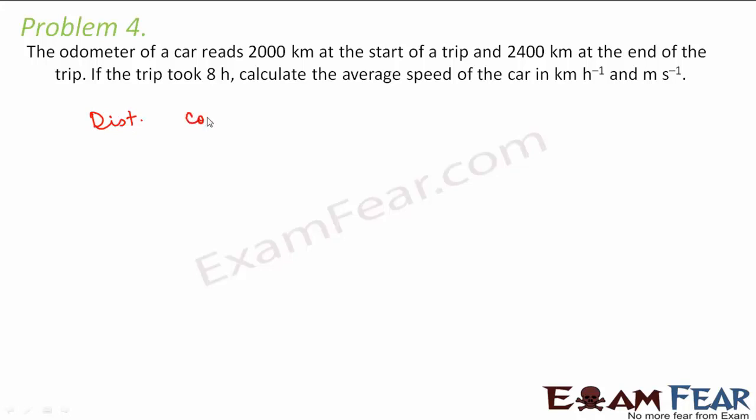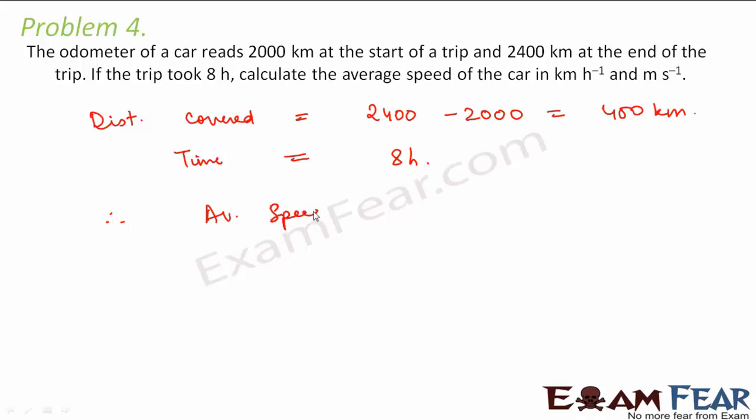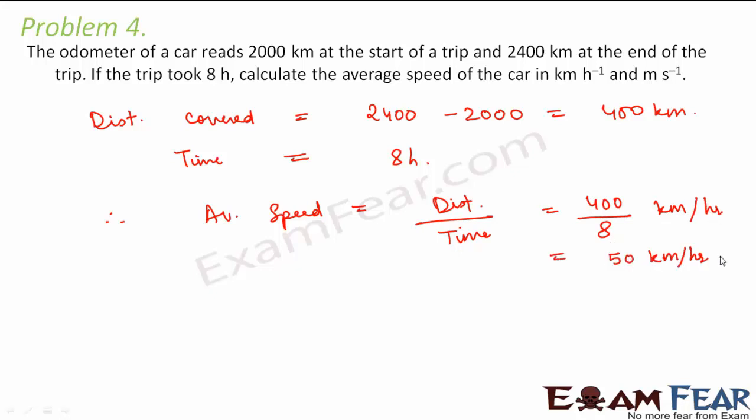So you have to calculate the average speed in kilometers per hour and meter per second. Now what is the total distance covered in the trip? It will be 2400 minus 2000 kilometers, that is 400 kilometers, right? Because it was already at 2000. So whatever kilometers have increased, that is the distance covered. So that means it is 400 kilometers. And how much is the time taken to cover 400 kilometers? It is 8 hours. Therefore, the average speed will be equal to the total distance covered divided by the time taken, that is equal to 400 divided by 8 kilometers per hour, that is equal to 50 kilometers per hour.